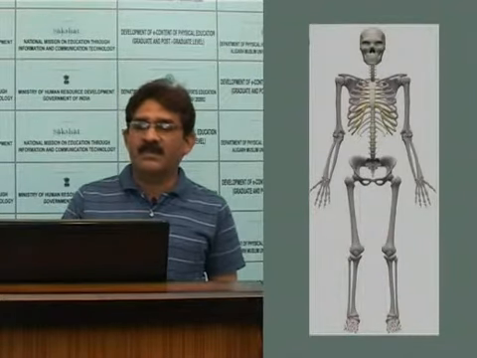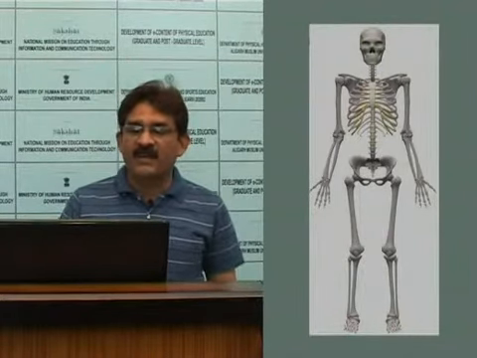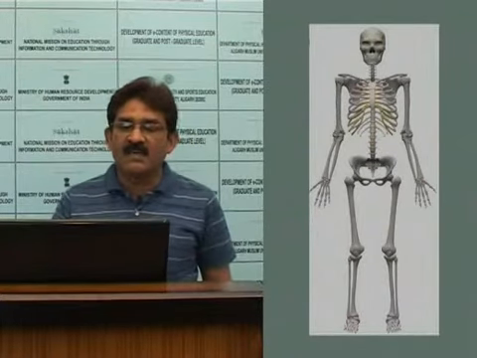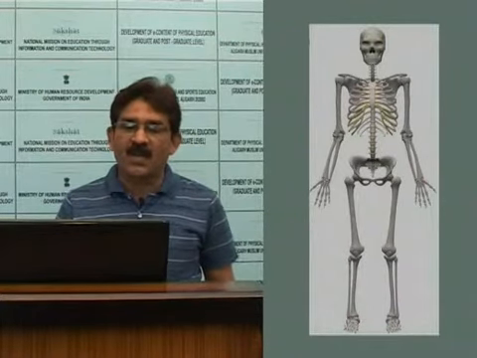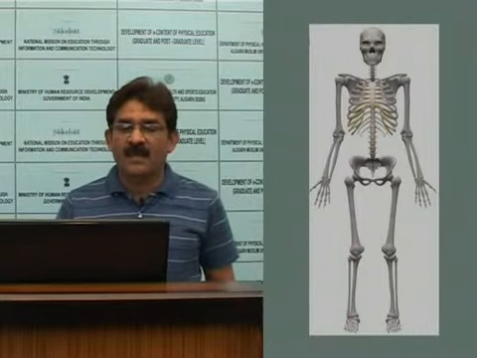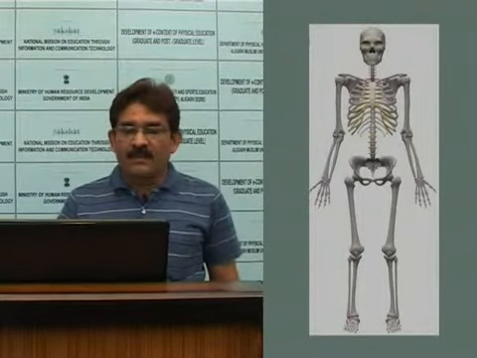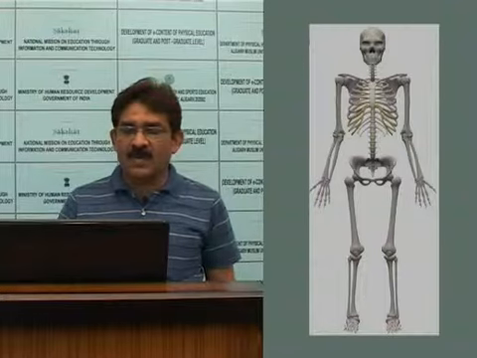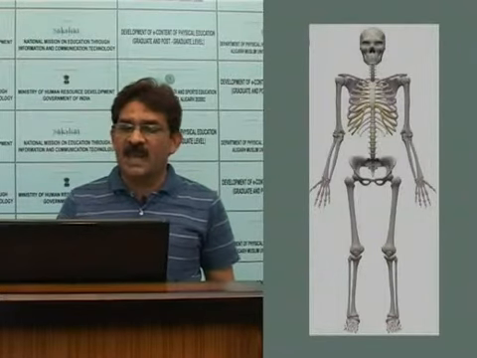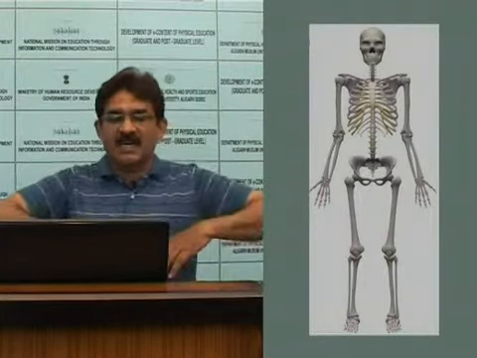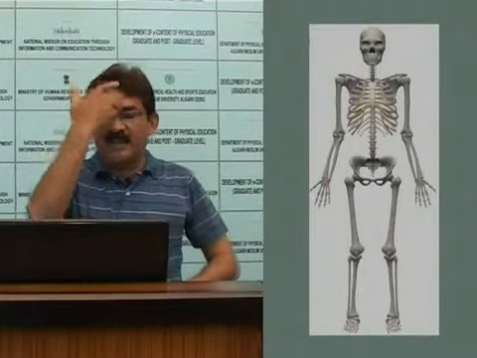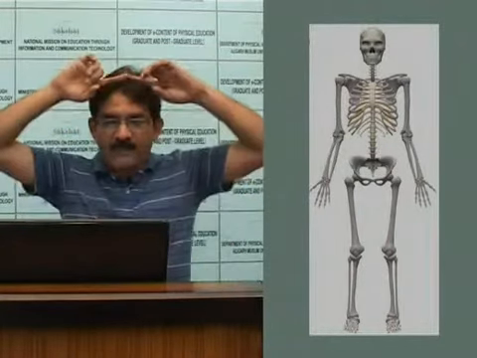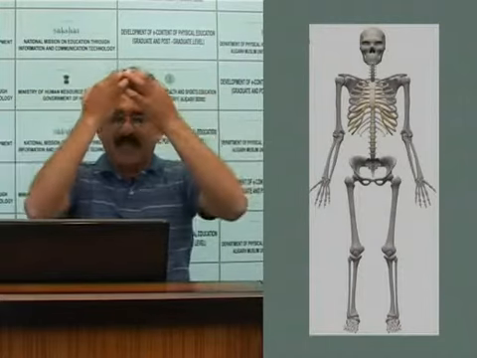Anatomical axes and planes. Axes: vertical axis, sagittal axis and coronal axis. Planes: sagittal planes, coronal planes, horizontal planes and transverse planes. This is the transverse plane, horizontal plane, coronal plane and sagittal plane.